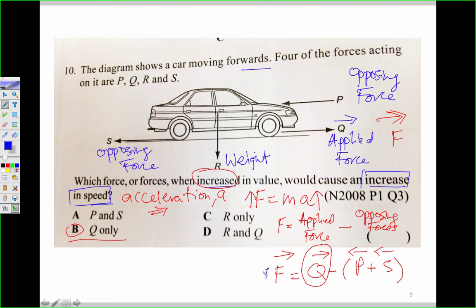That's why the only answer is to increase Q. We can't increase P and S, because if we increase P and S, the opposing force will be bigger, and I can't increase my resultant force F. So this is the best answer that we have, which is B. That's all for this question.